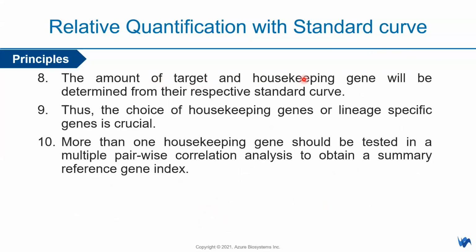The amount of target and housekeeping gene will be determined from their respective standard curve. Thus, the choice of housekeeping genes or lineage specific genes is very important. What kind of housekeeping gene do you want to pick to become the denominator to normalize sample to sample variation? This is very important. We recommend you use more than one housekeeping gene, if you're doing multiple pairwise correlation analysis to get a summary reference gene index.